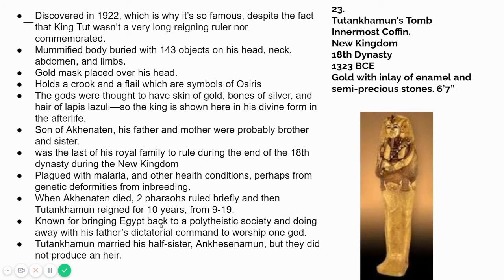And what he's known for, beside his elaborate tomb, was that he was the one that brought that polytheistic society back. He did away with his father's dictator command to worship one god. We do know that Tutankhamun married his half sister, but because of Tutankhamun's health conditions, we know that they did not produce an heir. So this is actually where the bloodline ended.